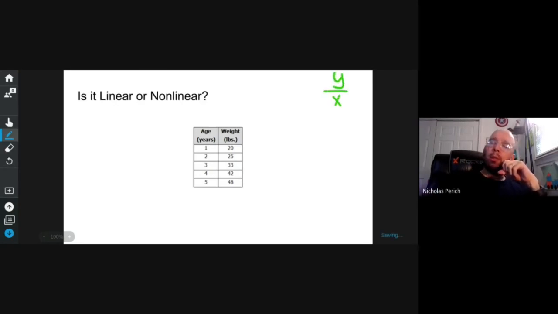Y over x, let me see. I add 1, and I add 1. I get from 1 to 2 by adding 1. I get from 2 to 3 by adding 1. I get from 3 to 4 by adding 1. I get from 4 to 5 by adding 1. I get from 20 to 25 by adding 5. I get from 25 to 33 by adding, not 5, 8. I get from 33 to 42, that's a plus 9. And that's a plus 6.